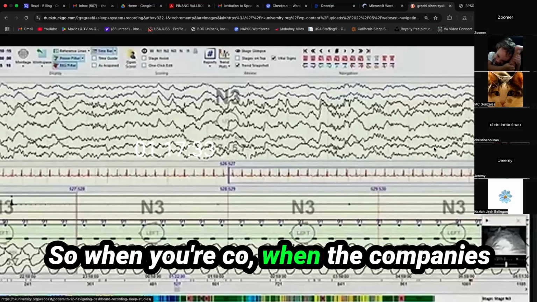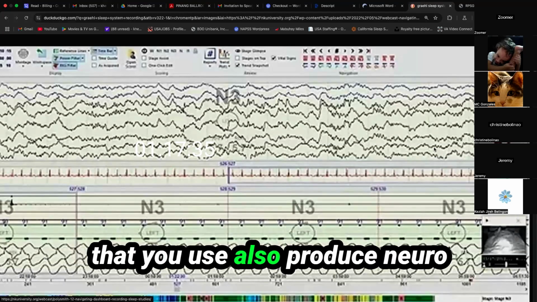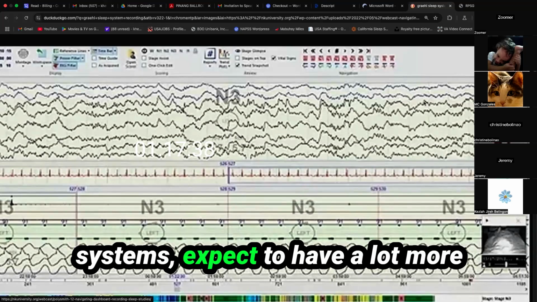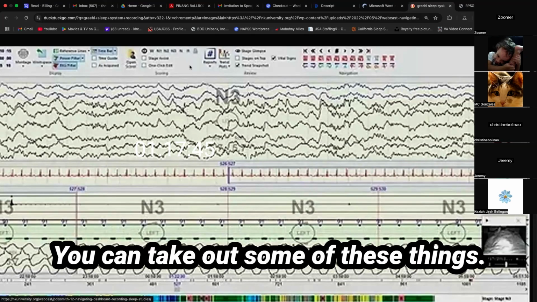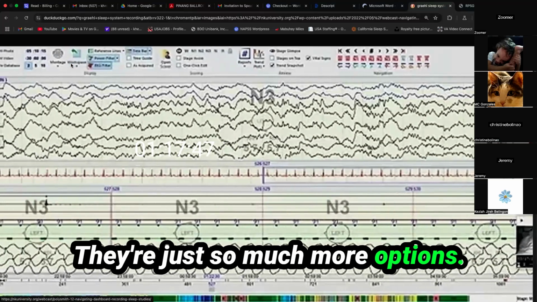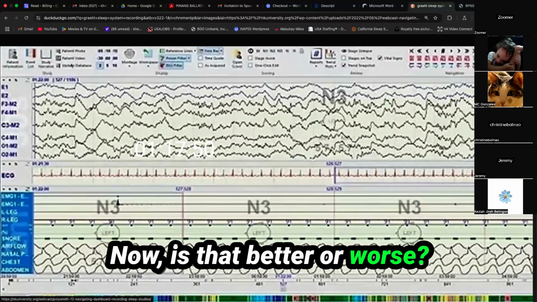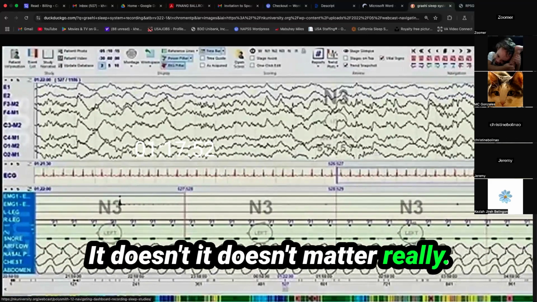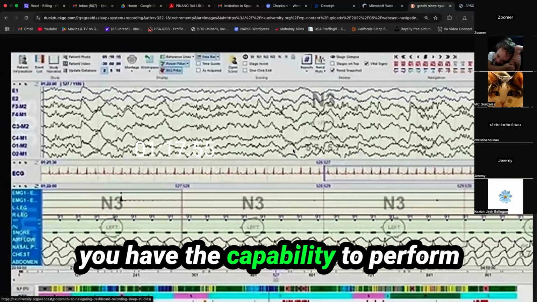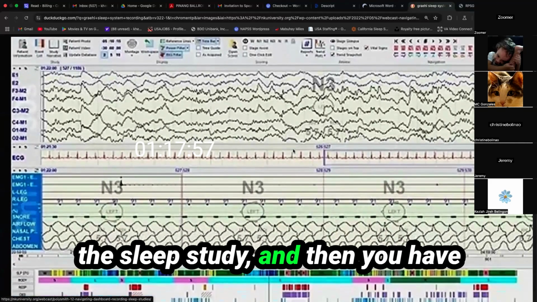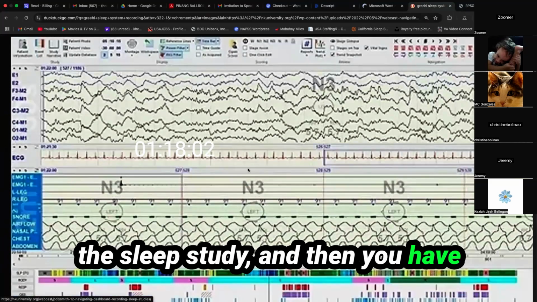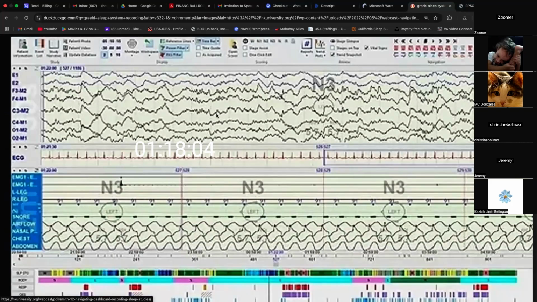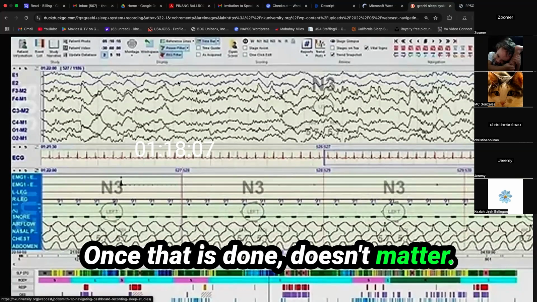So when the companies that you use also produce neuro systems, expect to have a lot more capabilities, a lot more configuration. You can customize these things. You can take out some of these things. There's just so much more options. Now, is that better or worse? It doesn't really matter. The most important thing is that you have the capability to perform the sleep study, then the capability to analyze or score the sleep study, and then the capability to create the report. Once that is done, it doesn't matter.